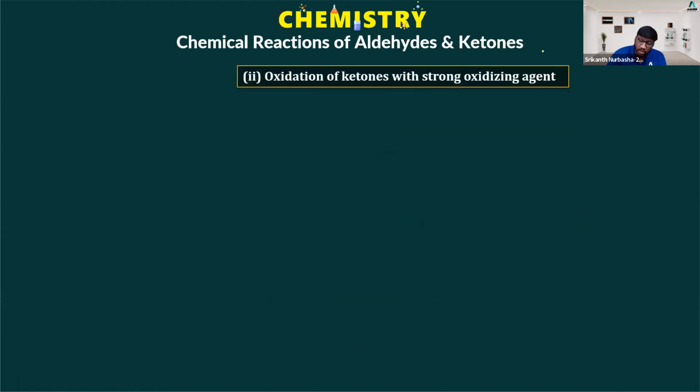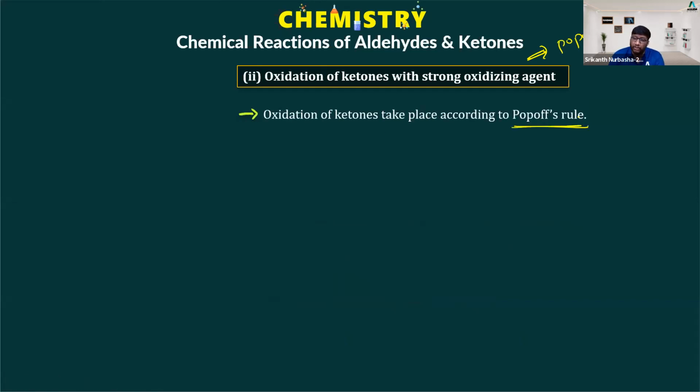Oxidation of ketones with a strong oxidizing agent follows which rule? Popoff's rule. If we want to oxidize a ketone, the oxidation of ketone takes place according to Popoff's rule. What does Popoff's rule say? The C double bond O group lies with the smaller alkyl group. Because in the oxidation of ketones, we have to cleave the carbon-carbon bond. That means if I have an unsymmetrical ketone, then I have to cleave that carbon-carbon bond in such a way that C double bond O will be lying with the smaller alkyl group.